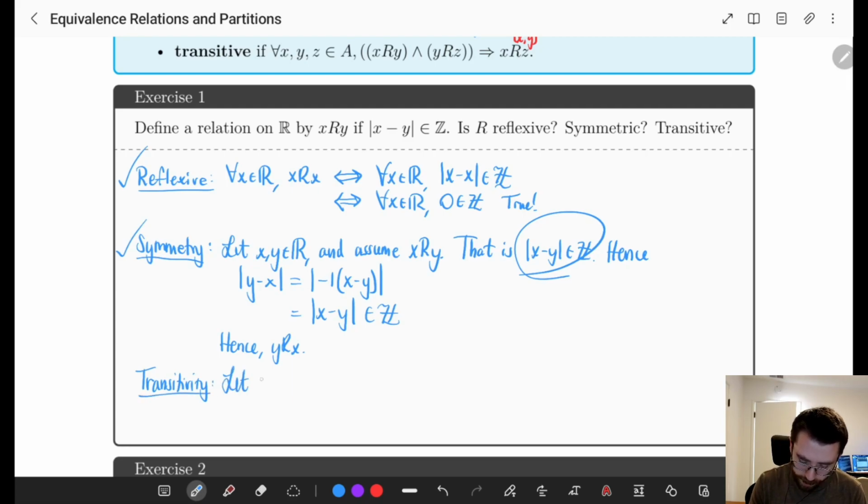Then transitive. This time I want to consider triples of things. So x, y, and z real numbers. And I want to suppose x is related to y and y to z.